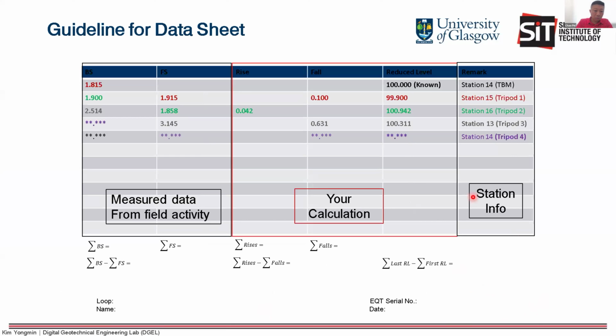Okay. So the first two columns, foresight and backsight, are the measured data from the field activities. The middle part, rises and falls, and also the reduced level, is your calculation part. The last remark column is the station info. Okay, remember this.